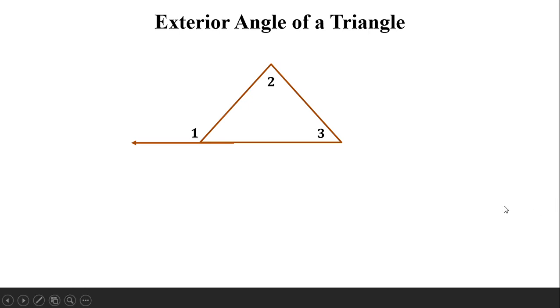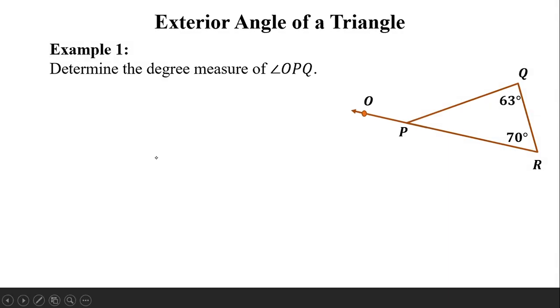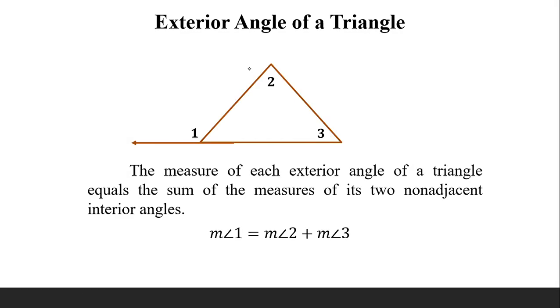So let's have the exterior angle of a triangle. This is the continuation of the different theorems under triangle. When you say exterior angle of a triangle, in this figure we have an exterior angle, angle 1. This is our exterior angle. This angle is outside the triangle, and it is also connected with the triangle. Angle 1 is our exterior angle.